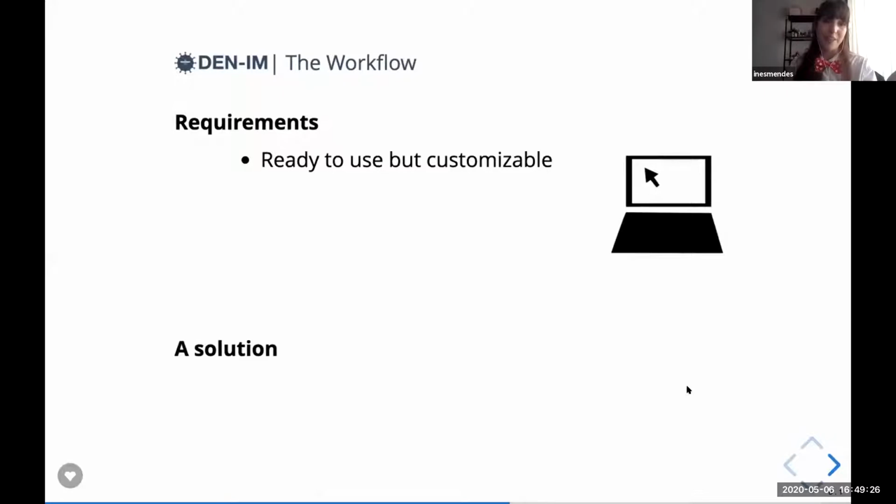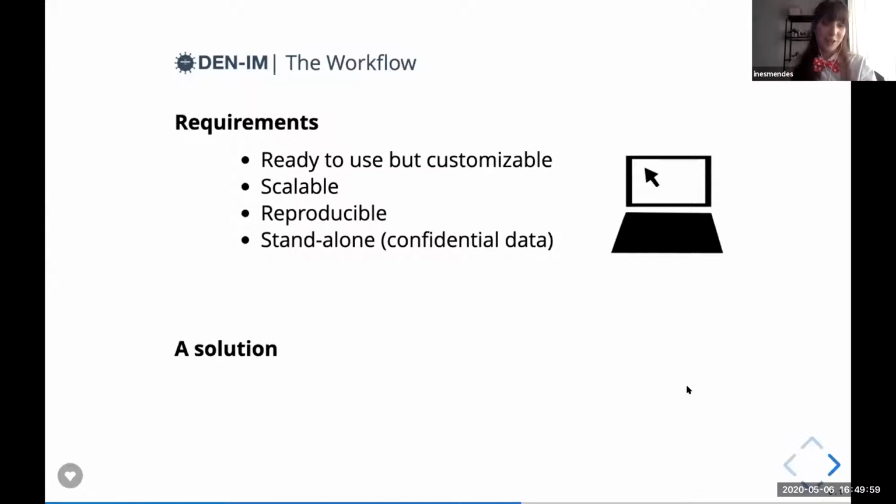It needs to be ready to use for those that just want to click or run a command, but also allow for customization of parameters. It needs to be scalable, meaning that it needs to run on a laptop as well as on a high throughput cluster. It needs to be reproducible. This is extremely important. So the results that I get now need to be the same as the results I'm going to get next week or next month.